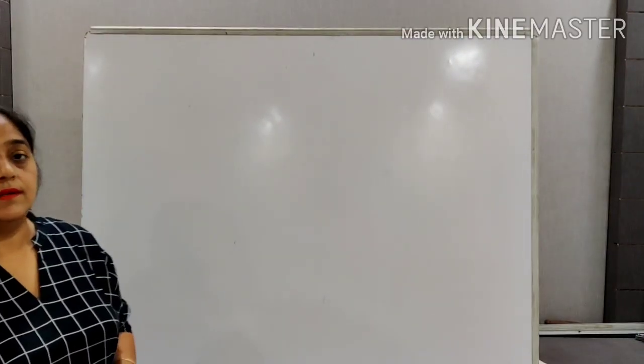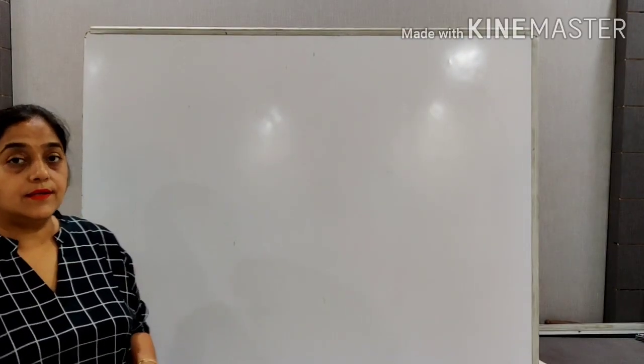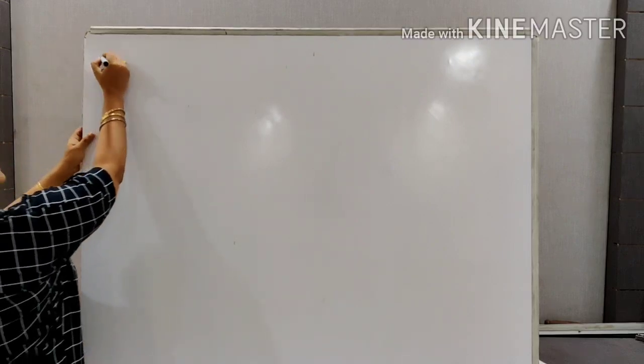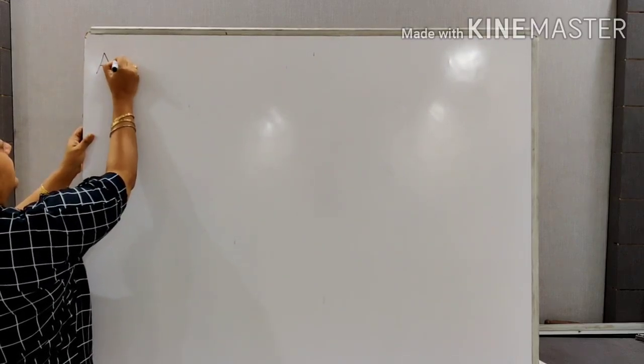Yesterday we did the square identities. Today I am starting with the cube identities. First of all, I am writing a few identities.